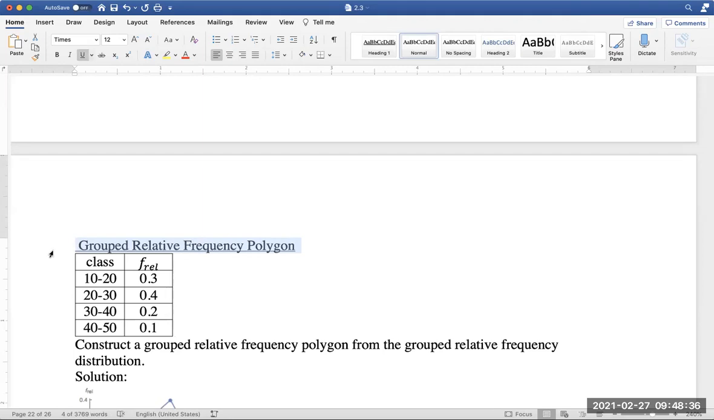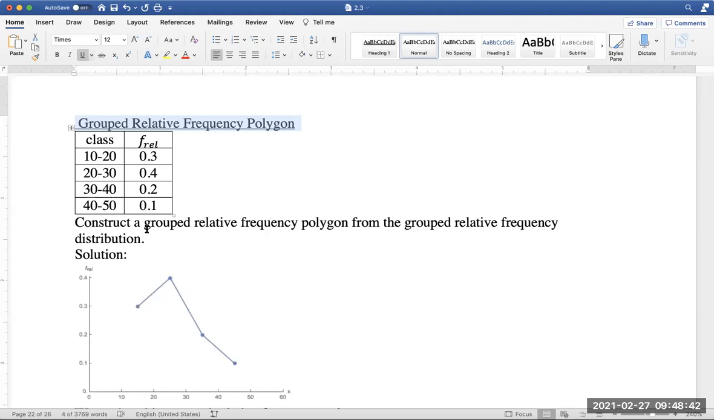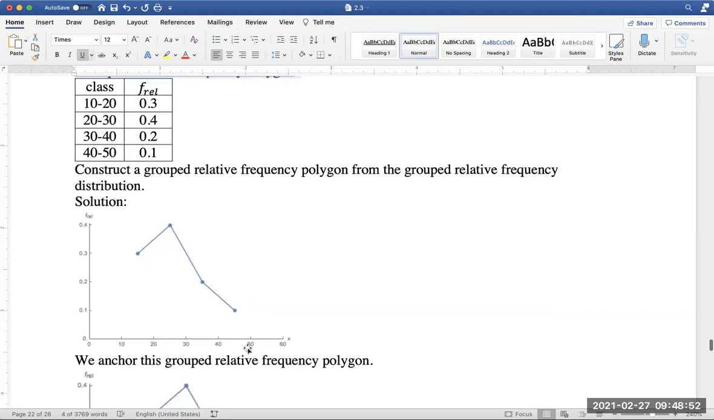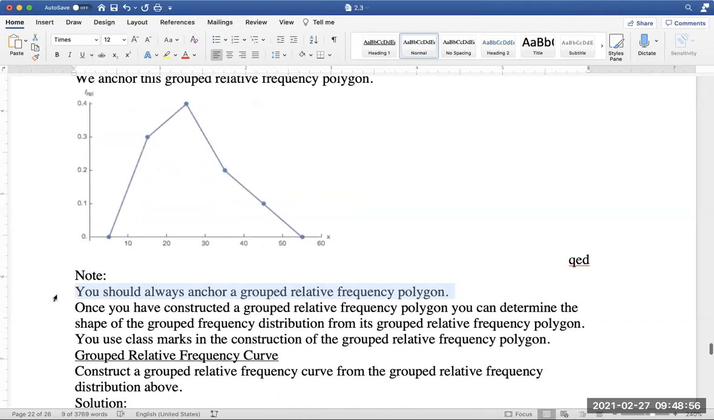A grouped relative frequency polygon. Again, use class marks. At each of these class marks, the heights are 0.3, 0.4, 0.2, 0.1. Draw lines connecting these points. Anchor. You should always anchor.